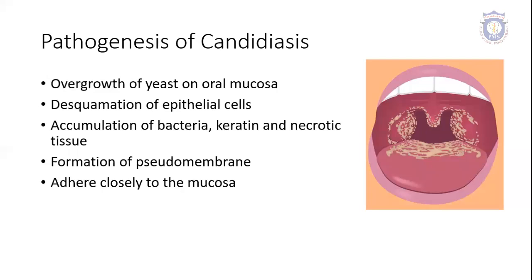So, what exactly happens is there will be overgrowth of yeast on the oral mucosa. This will cause desquamation of the epithelial cells, thus leading to accumulation of bacteria, keratin, and necrotic tissue. This will form a pseudomembrane which adheres closely to the oral mucosa.